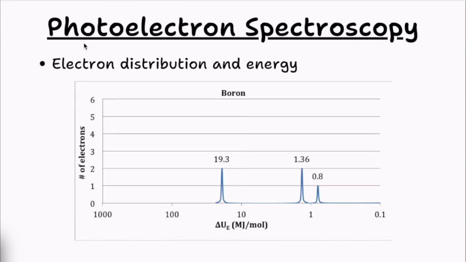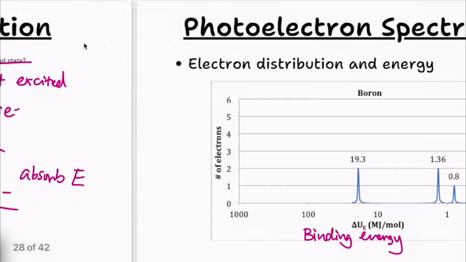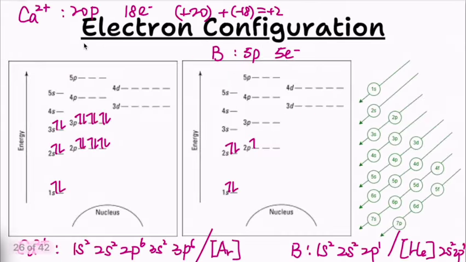The next is photoelectron spectroscopy. This is a very useful method that can be used to identify an element. Usually it shows the electron distribution and energy of each of the subshells. Usually on the x-axis we will have binding energy, which is the amount of energy required to remove an electron from a certain subshell. Different subshells have different energies, as we just stated. The higher the energy level, the more energy, and the lower the energy level, the lower the energy.